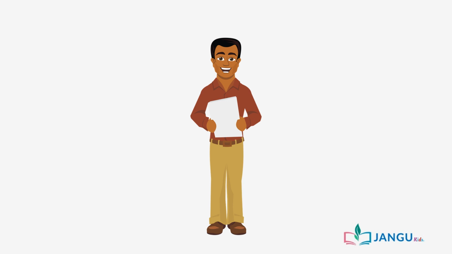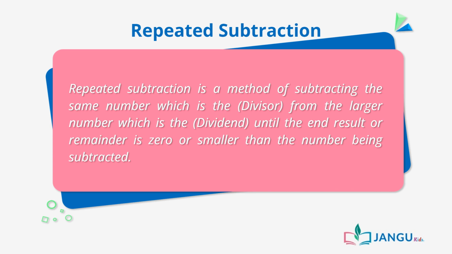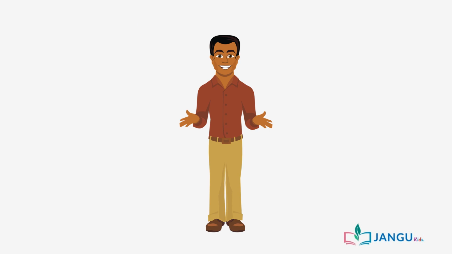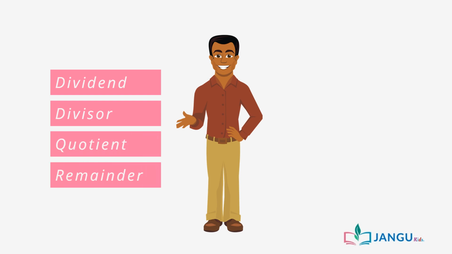Let's begin. Repeated subtraction is the second method of the binary subtraction that we mentioned in the first part of this lesson. Repeated subtraction is the method of subtracting the same number, which is the divisor, from the larger number, which is the dividend, until the end result or remainder is 0 or smaller than the number being subtracted. When dividing binary numbers, you need to put into consideration the dividend, divisor, quotient, and remainder.